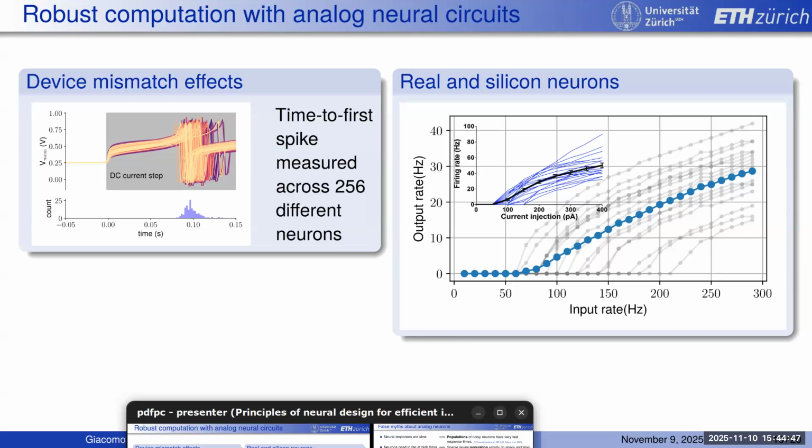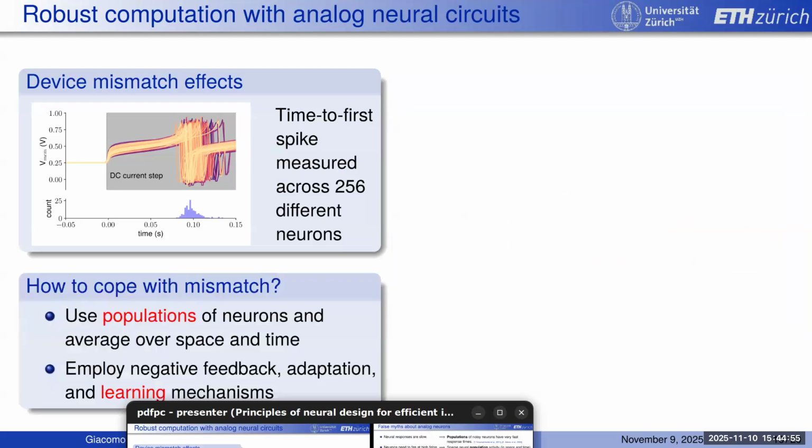And so that's why I was saying if you use populations of neurons rather than single neurons, then you can get away with the fact that they are noisy. That's basically what you need to do if you want to have reliable computation. The other trick is to use learning. You can learn away the mismatch, and I'll show you, we do have learning circuits, but this is already a very powerful strategy to reduce noise.